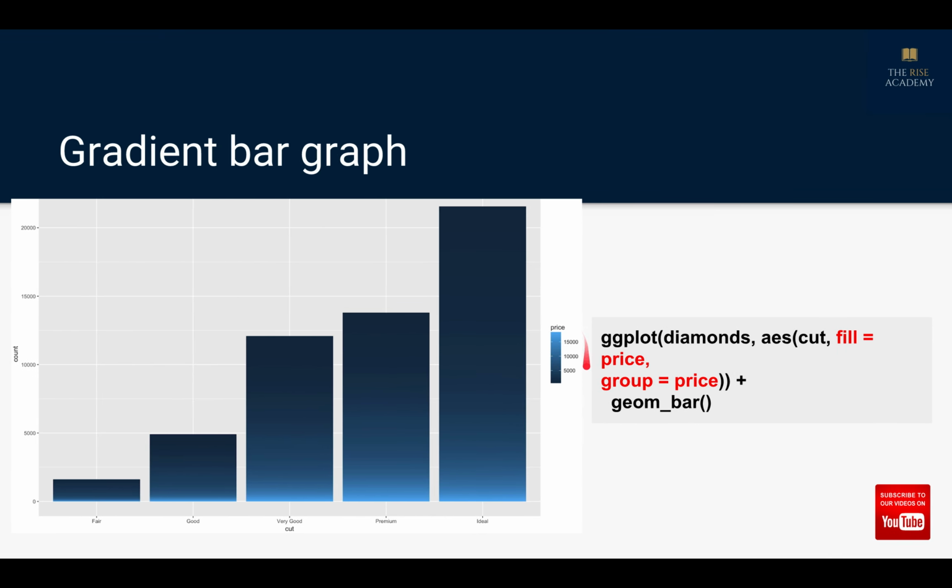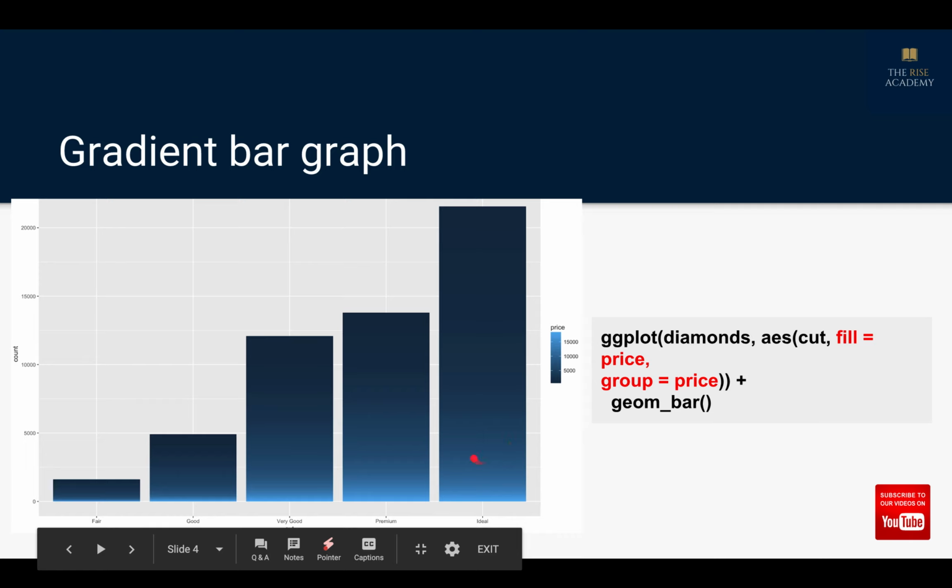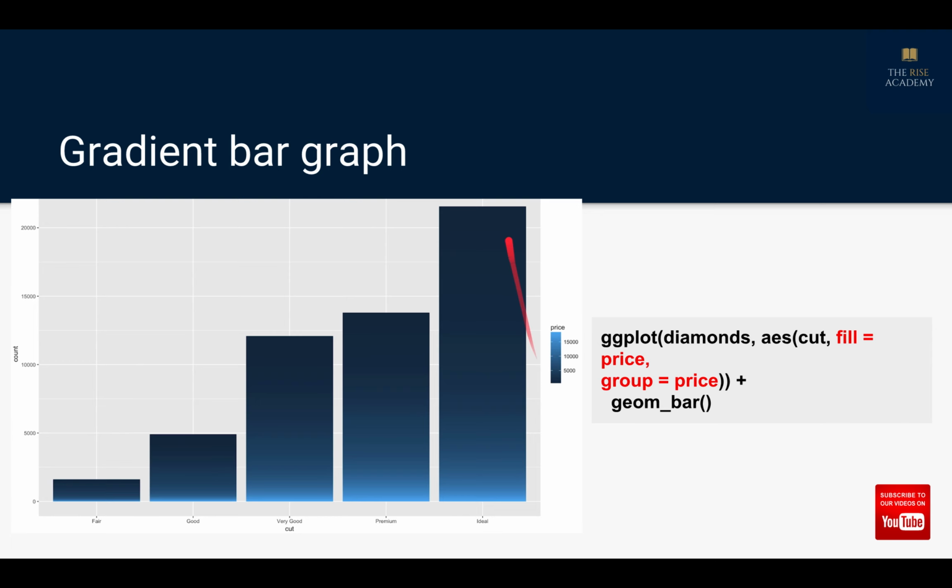instead of a discrete variable, I use a numeric variable, then my colors will be distributed continuously instead of in a discrete manner. So this particular gradient scale is then created, which is then assigned to each of my bars. So here the lighter color is representing a higher price, and a darker color is representing a lower price. So that's how the scale is working here.